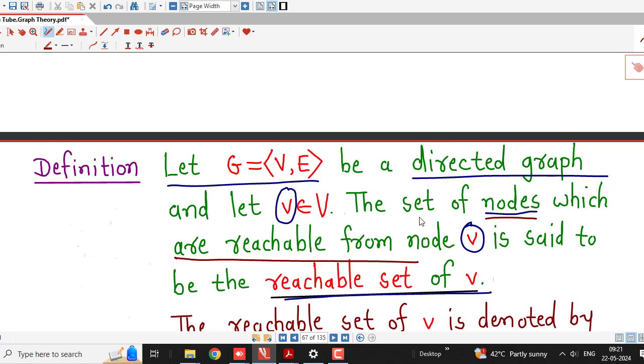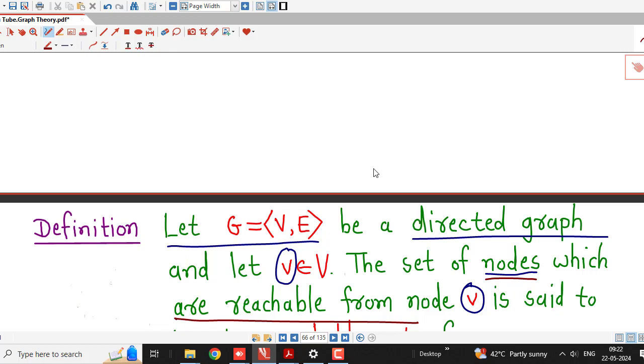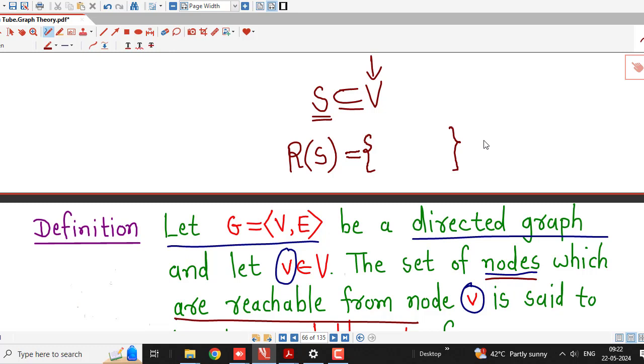Now, as we discussed the reachable set of a vertex, we can define the reachable set of a subset of a vertex set also. Suppose S is any subset of a vertex set V of a given graph, then the reachable set of this subset S is the set of all those nodes of V which are reachable from any node of S.